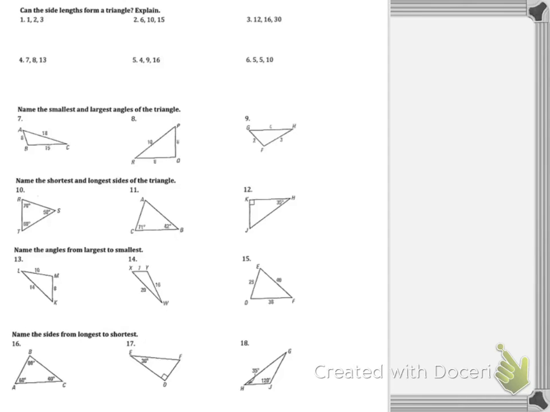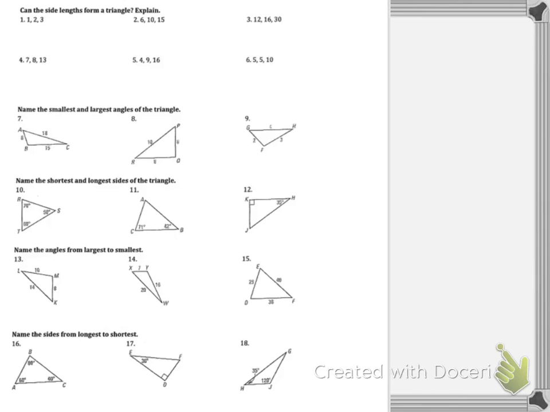So let's go through your review. This is worksheet number 14 for chapter 4. The first part says, can the side lengths form a triangle? And then explain. So for number 1, we want to see that any two side lengths add together to be greater than the third.